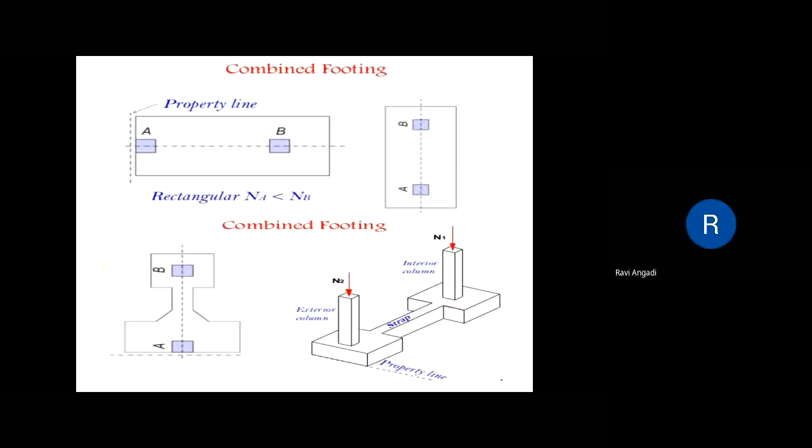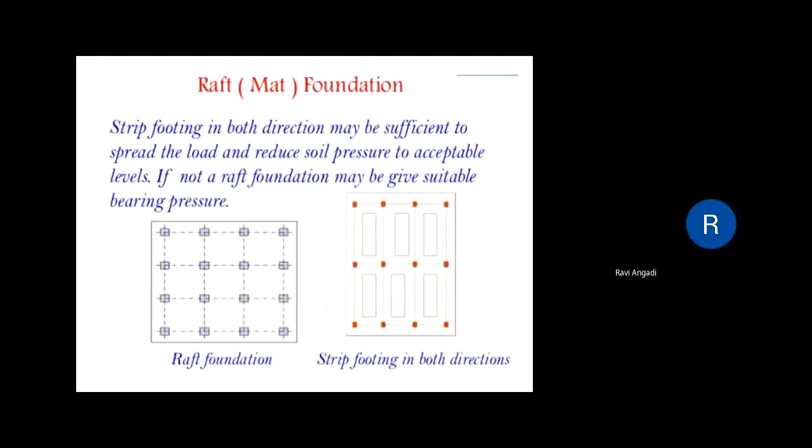Whenever the bearing capacity of the soil is very, very low, or one of the columns is coming over the property line, the combined footing will be used. The rectangular combined footing is there, and the trapezoidal combined footing is there. There are various criteria to decide the various types of footings. This is the raft or mat foundation. Strip footings in both directions may be sufficient to spread the load and reduce the soil pressure to acceptable levels.